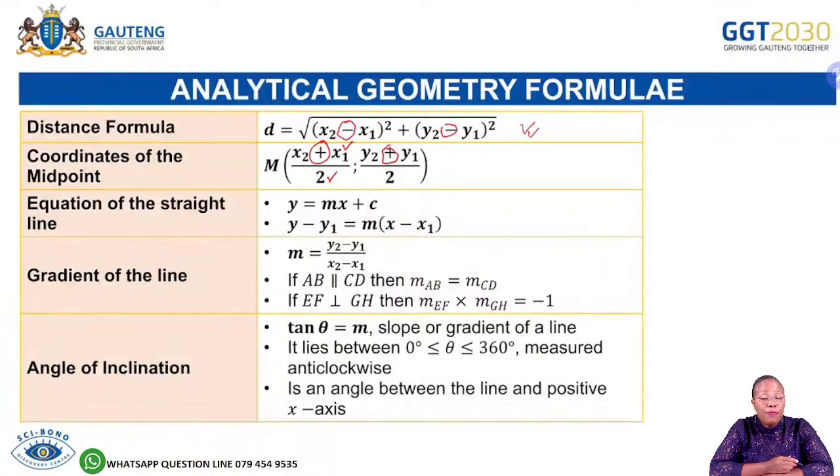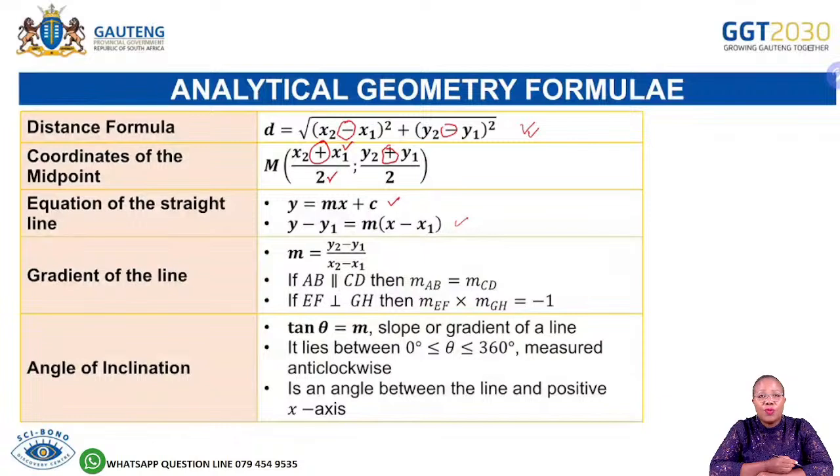And then to find the equation of a straight line, you have 2 options. You either use the original equation y equals mx plus c, or you can alternatively use y minus y1 equals m into (x minus x1). Remember, you must have a gradient and a point in order to be able to find the equation of a straight line.